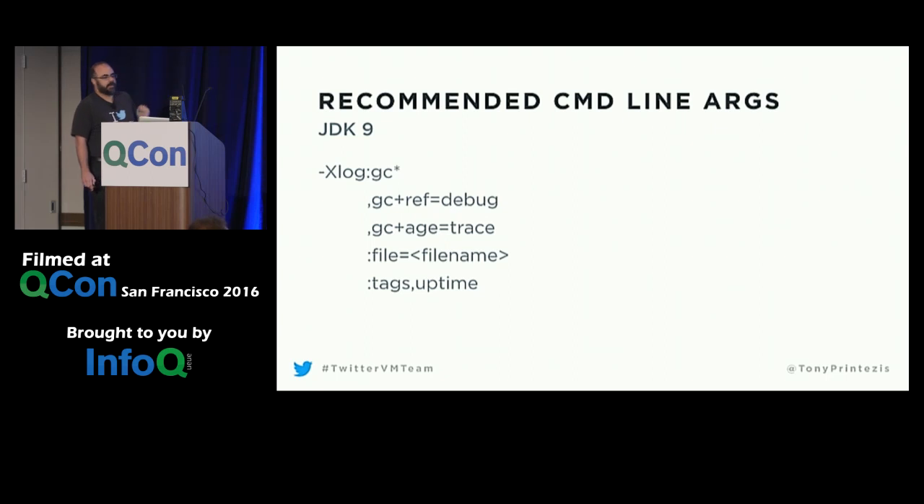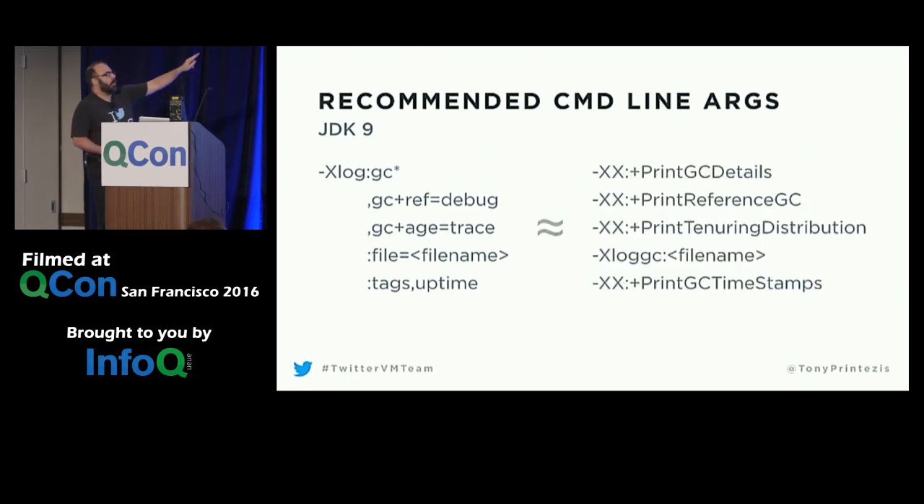Then we send the log to a particular file name, and we only enable the decorators tags and uptime. I don't think showing the level that generated a log record is very helpful in the log. It just makes the log larger. And these are a kind of one-to-one correspondence. These are roughly equivalent to the parameters I showed you earlier, roughly.